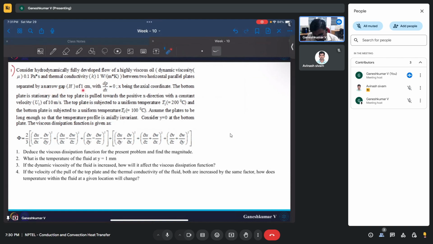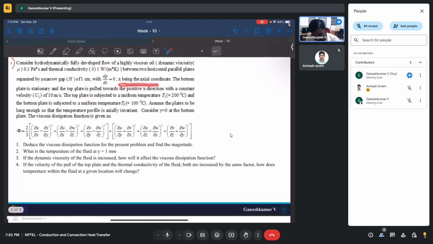The narrow gap is 1 centimeter, and dp by dx is equal to 0, which means again it's a purely shear driven flow. With x being the axial coordinate, the bottom plate is stationary and the top plate is pulled in the positive x direction with a constant velocity of 10 meters per second. It's very much the same as what we studied in the lectures. So you have a top plate and a bottom plate. It's a parallel plate arrangement, and the top plate is moving with u1, which is 10 meters per second. Okay, this is the top plate.